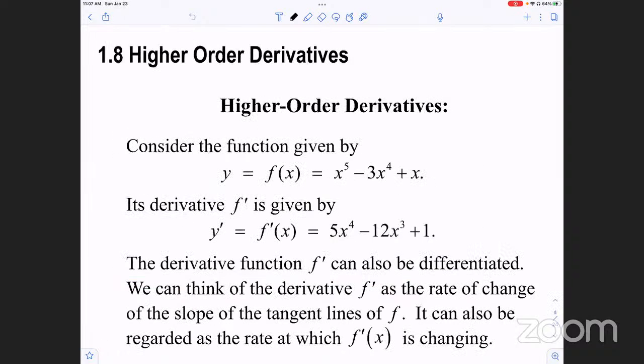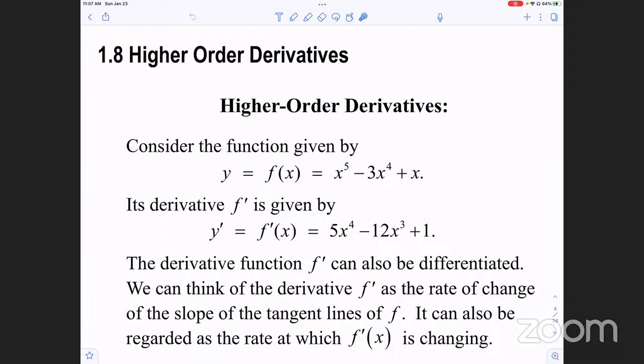Okay. So higher order derivatives, let's consider the function given by y equals x to the 5th minus 3x to the 4th plus x, right? Its derivative, so if we take the derivative, remember the 5 comes down and we subtract 1, we get this term. The 4 comes down, 4 times 3 is negative 12, and we subtract 1, that's where the 3 comes from. The 1 comes down, and then 1 minus 1 is 0, x to the power of 0 is 1, so the derivative of this is just 1, right?